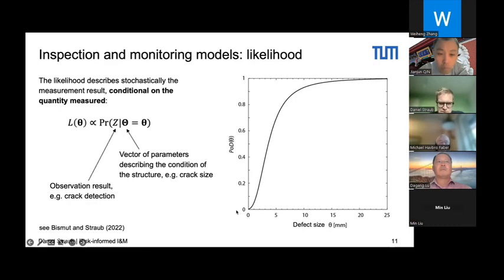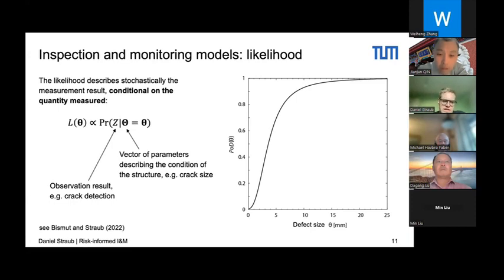So an example is the probability of detection curve, which is shown here on the right. This is the POD curve, which gives the probability of detecting a defect conditional on its size. So, of course, the larger the defect, the more likely this is to detect. But even the large defect has a certain probability of not being detected. This we take into account. So these are models that we need, which we sometimes have available, not always.